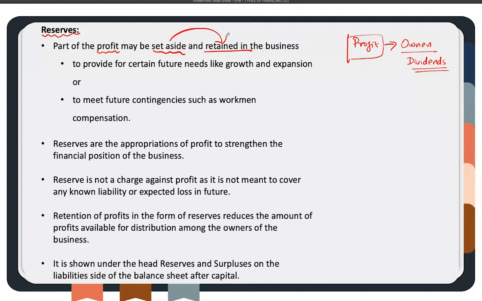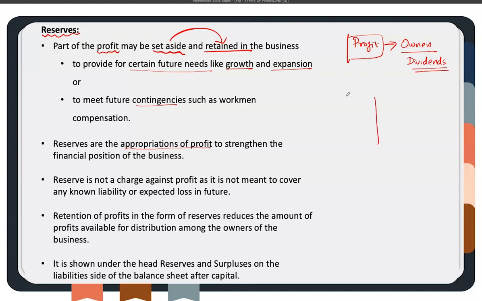Why is it done? It's basically to meet certain future needs. They may be requiring funds in future for growth purpose, for expansion purpose, or for meeting some future contingencies. So for those purposes, funds are set aside. So reserves are basically appropriations of profits. And reserves, they basically strengthen the financial position of the business.